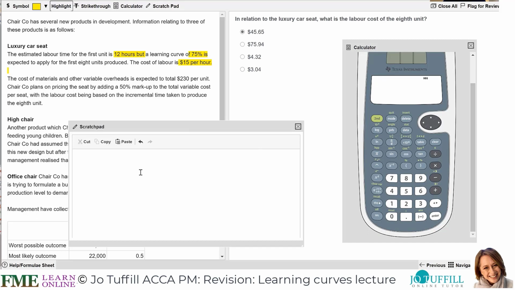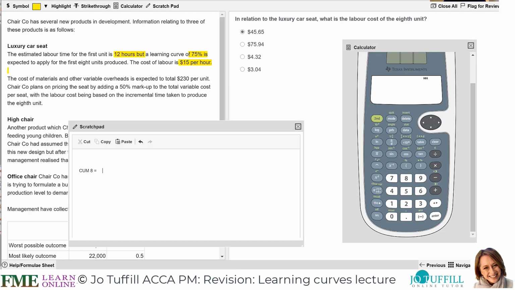And I'm also using the scratch pad. Remember, it says in relation to the luxury car seat, what's the labour cost of the 8th unit? Now, remember, we can't use the learning formula and just find out from the 8th batch or 8th unit, because that's the average. We need to actually find the 8th unit. So we need to find the 8th cumulative, take off the 7 cumulative, as we did before. So the first one is to find the cumulative for 8.